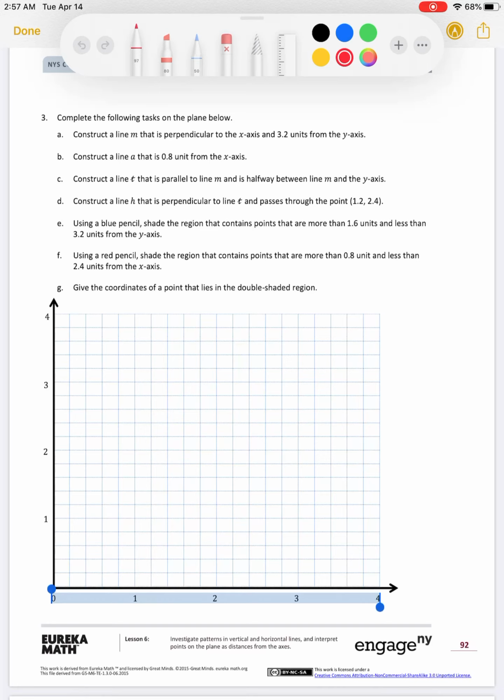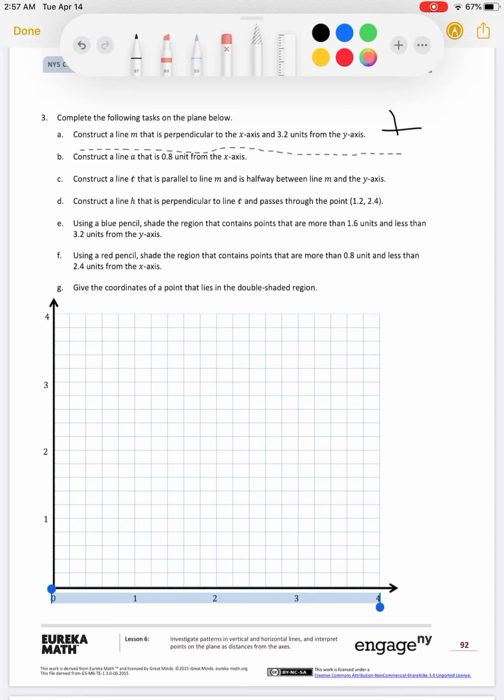We'll work together. 3A, it says construct a line M that is perpendicular to the x-axis. Perpendicular to the x-axis. Perpendicular means what? Which one is perpendicular? Is it that? Or is it this way? Good. I hope you said this way. That is a perpendicular line segment or example. Okay, and I'll draw one again.